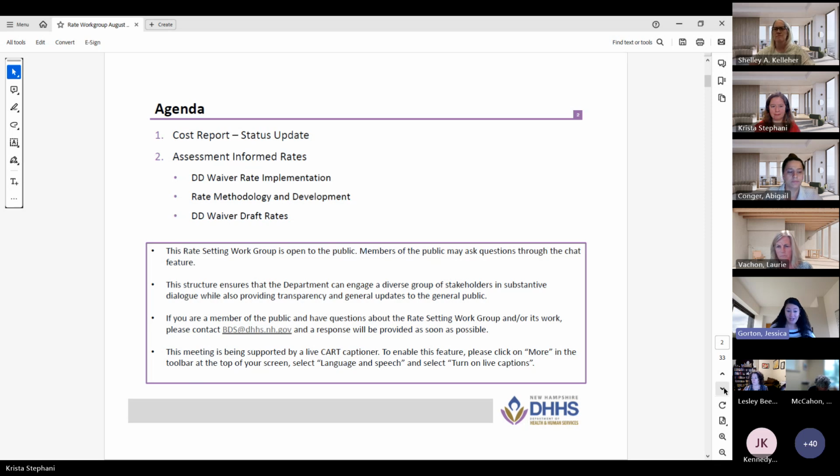So for today, we are hoping to talk about some of our assessment-informed rates. The first content is the re-implementation, and we'll have a conversation there. Then we want to do a quick recap of the rate methodology and development, the work that's happened so far, and the input that our work group has provided. We also have several audience members joining today who might not have been part of that discussion, so a little bit of recap and some foundational information before we jump into the rates themselves, which is our last bullet point. If we could go ahead and move along to the next slide, please.